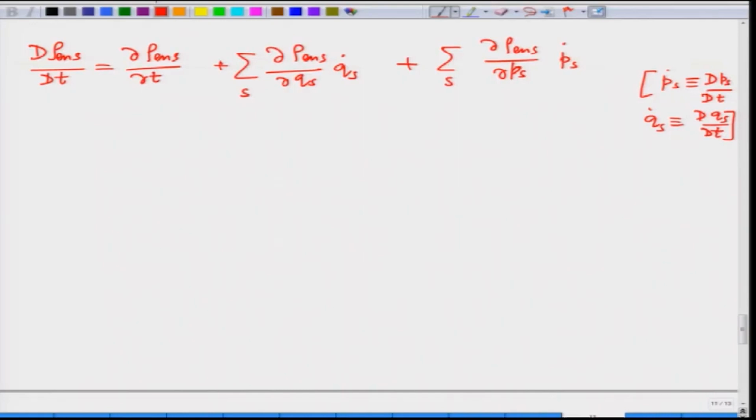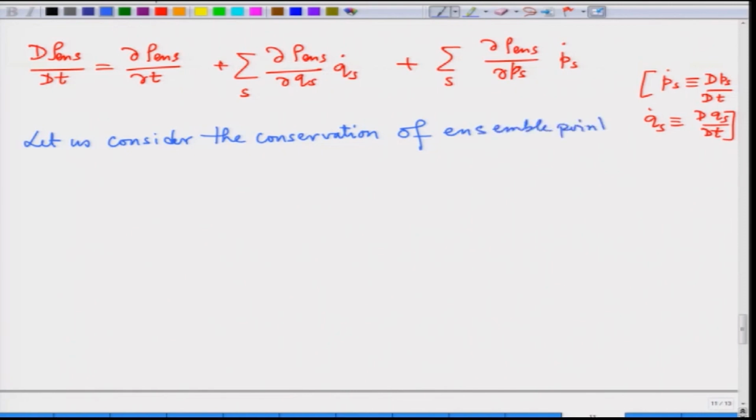What will this be? Till now we have said that the ensemble points are so densely spaced that you can define a density for the ensemble points, right. Now, let us consider the conservation of ensemble points, of course, in gamma space.